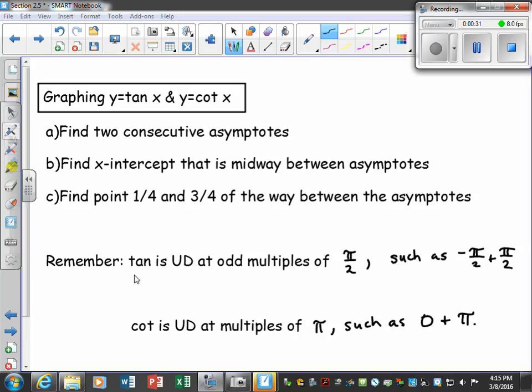One thing is that we're going to remember the tangent's undefined, meaning it has asymptotes at odd multiples of pi over 2. And the examples we're going to use to start often are going to be negative pi over 2 and pi over 2. And you'll see what I mean more in just a moment when I get to the examples. Cotangent is undefined at multiples of pi, such as 0, pi, 2 pi, and so on and so forth. But in particular, we're going to use these, and you'll see what I mean when we work examples.